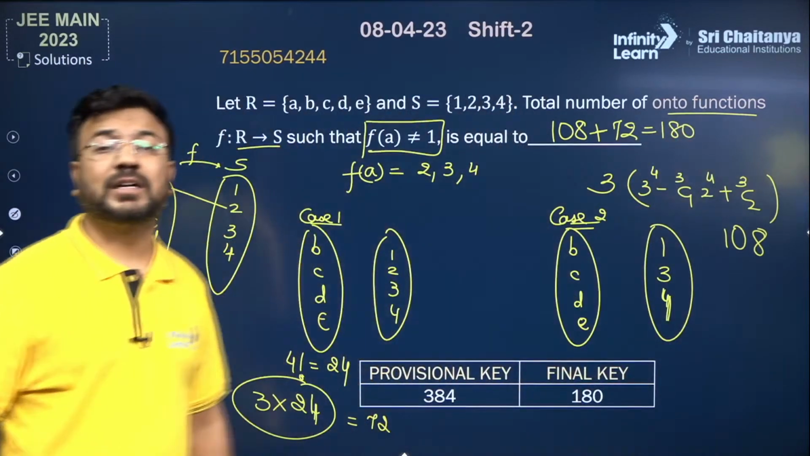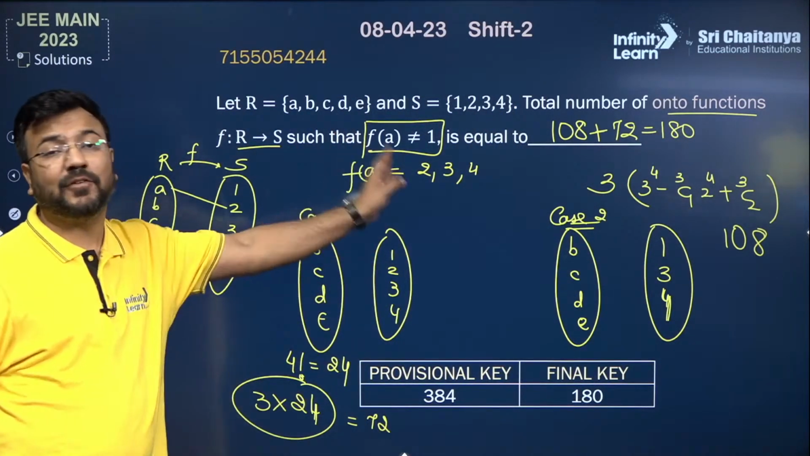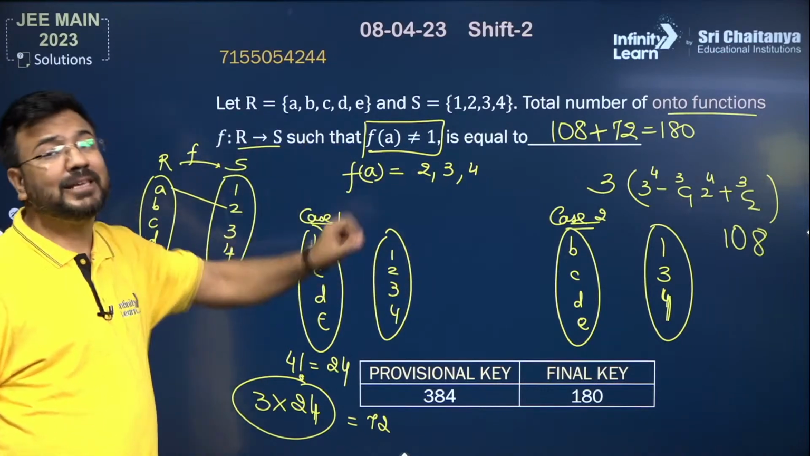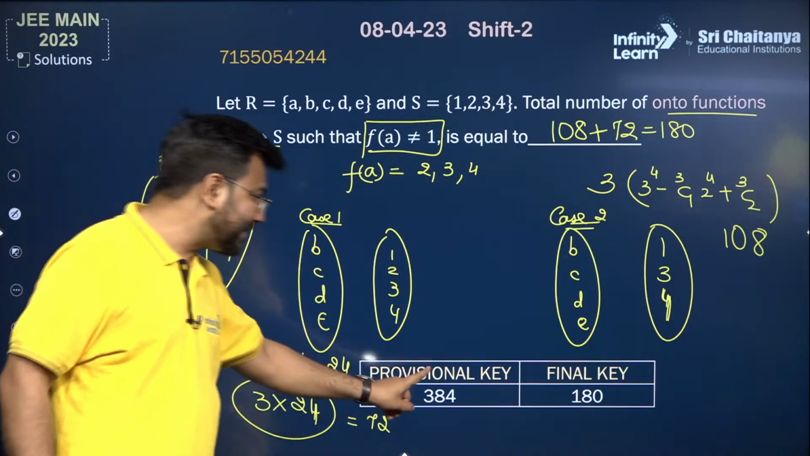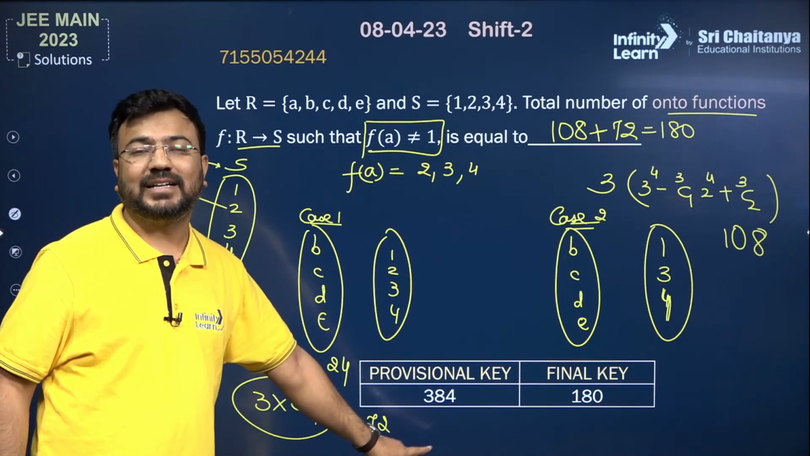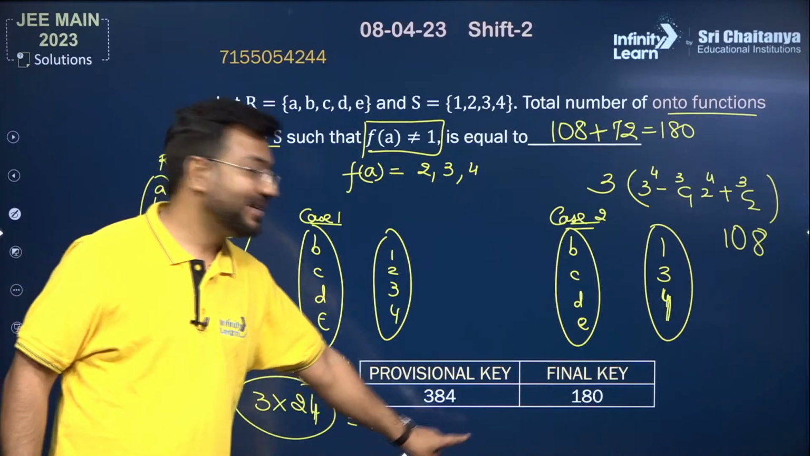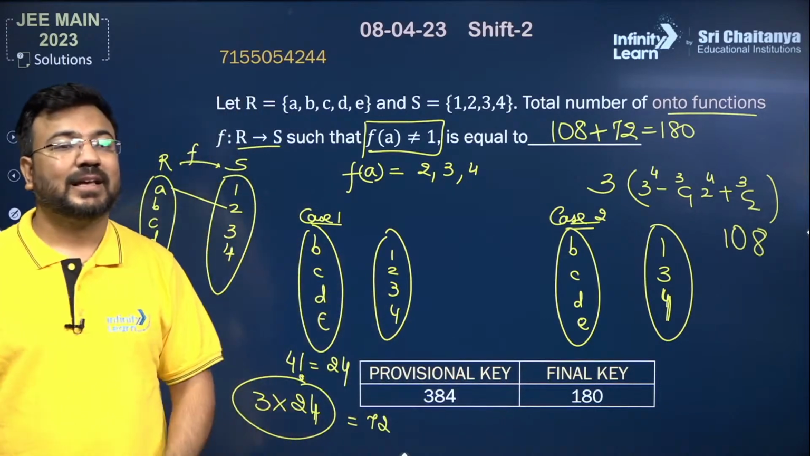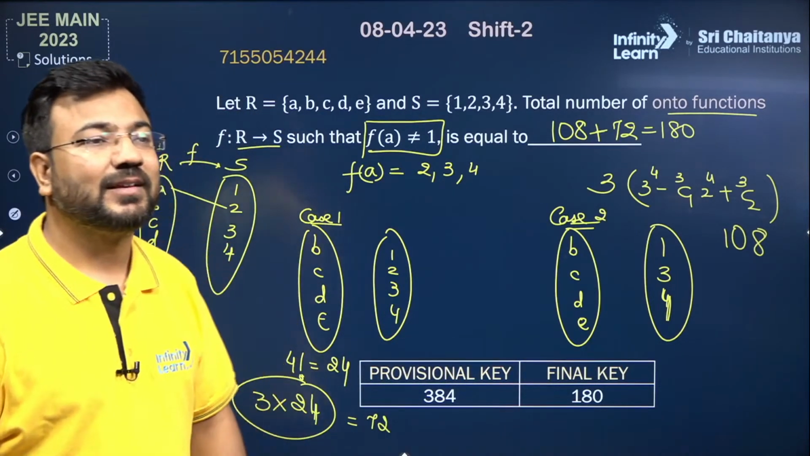So the number of onto functions that we want to create such that f of a should not be equal to 1 will be equal to 180. Now the answer given by the NTA is 384. 384 is totally wrong. My dear students, 384 is totally wrong. So the answer should be 180 over here. Is that clear to you? Okay.